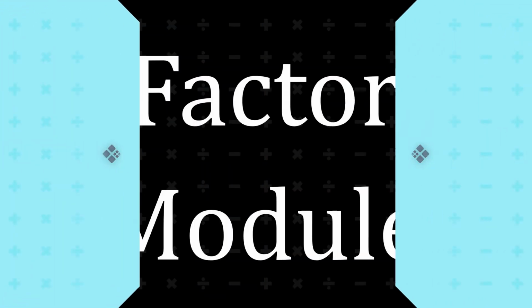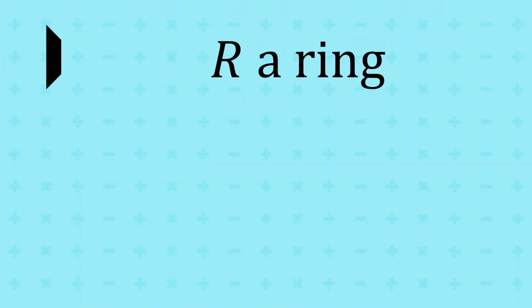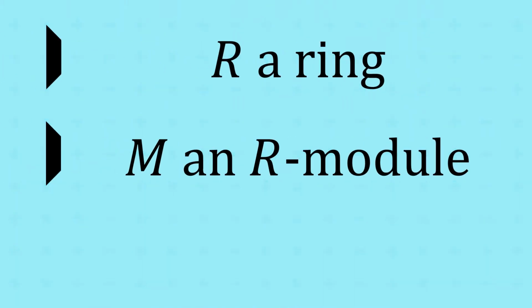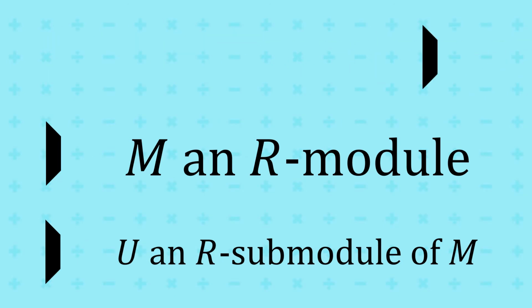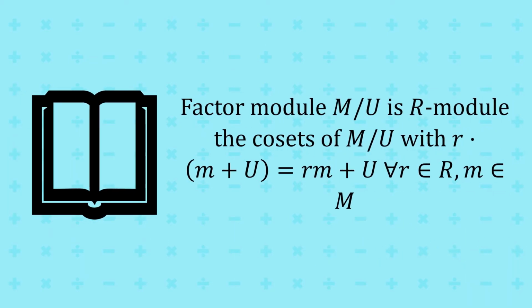Now we're going to introduce the factor module. Let R be a ring and let M be an R-module, as well as letting U be an R-submodule of M. The factor module of M modulo U is the R-module given by the cosets of M over U with r dot (m plus U) equal to rm plus U for all r in R and m in M.